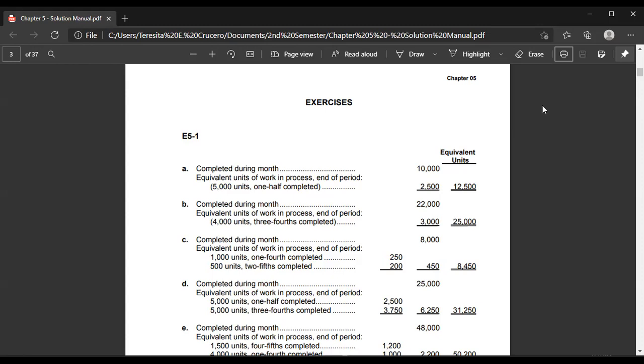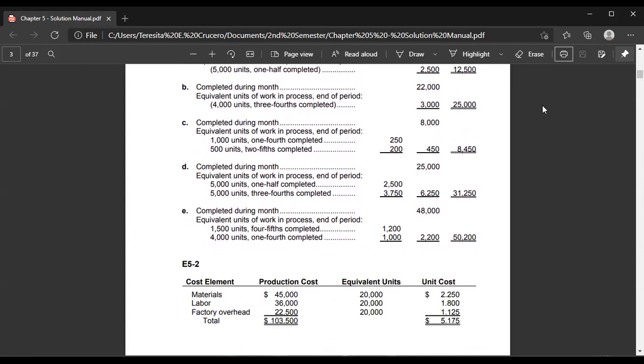Then for letter E, we have now completed 48,000 units. The equivalent production of the work in process at the end is 1,500 units times 4/5, which is 1,200, and the 4,000 units, one-fourth completed, so you now get 1,000. So the equivalent production is 50,200.